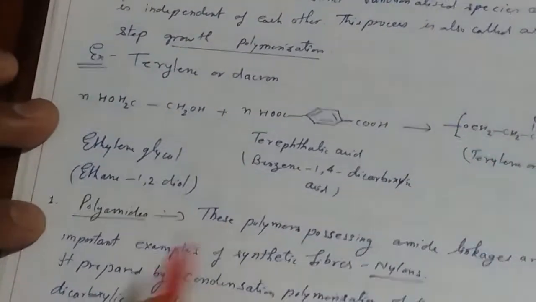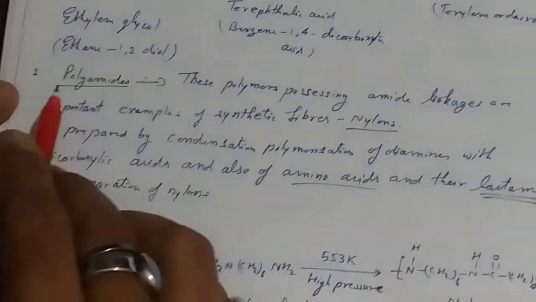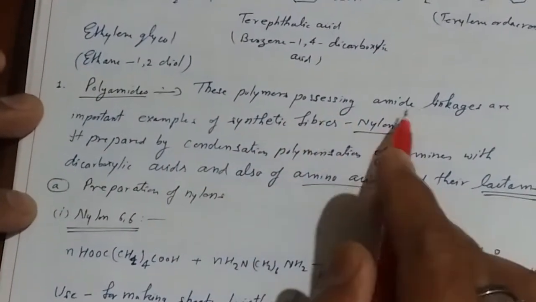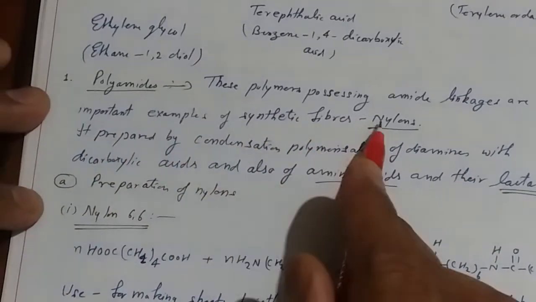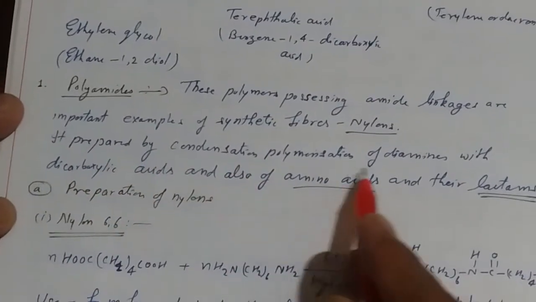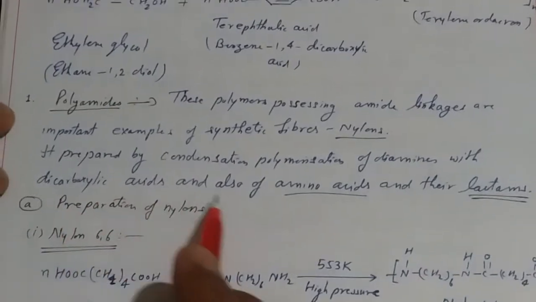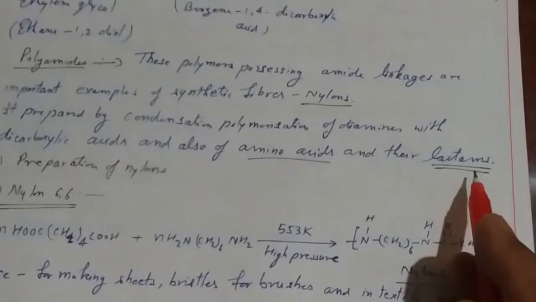This is the formula of Terylene. Next, a condensation polymerization example is polyamides. These polymers possessing amide linkage are important examples of synthetic fiber, nylon. It is prepared by condensation polymerization of diamines with dicarboxylic acid and also of amino acids and their lactams.